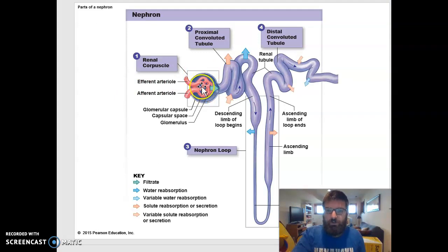So here's our glomerulus. What's small enough comes out into this glomerular capsule, then goes through the proximal convoluted tubule, nephron loop, distal convoluted tubule. What's big enough to remain in the blood leaves through this efferent arteriole and heads back into the bloodstream. So I mentioned that filtration occurs at this renal corpuscle, the glomerulus and the glomerular capsule.